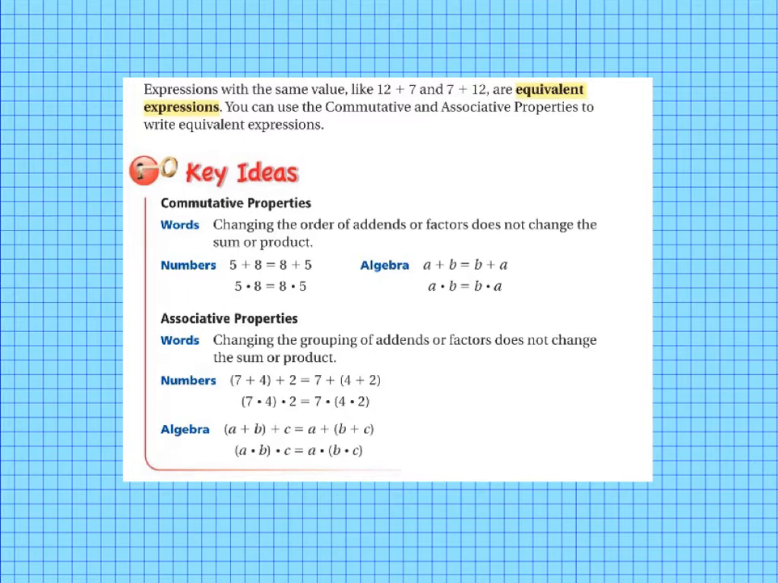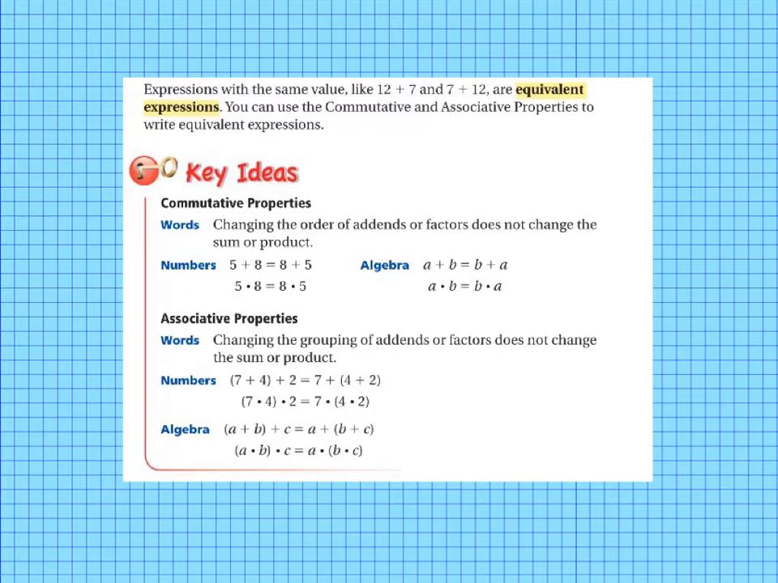The vocabulary we're reviewing is equivalent expressions. Expressions with the same value, like 12 plus 7 and 7 plus 12, are equivalent expressions. You can use the commutative and associative properties to write equivalent expressions. So our key ideas are commutative properties. When we say commutative properties, the definition in words is changing the order of addends or factors.